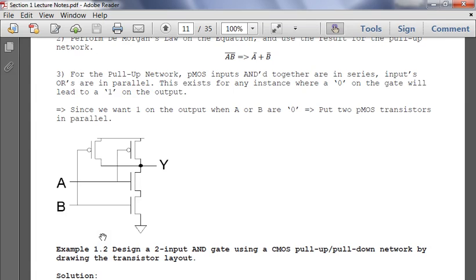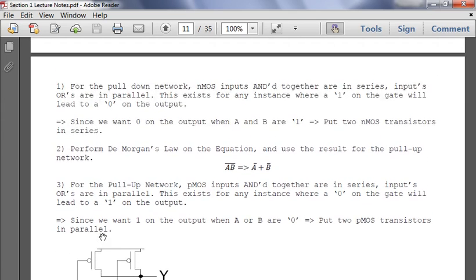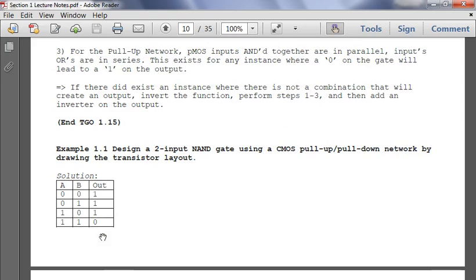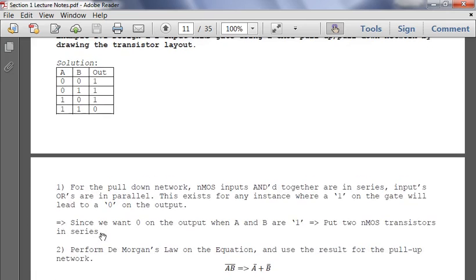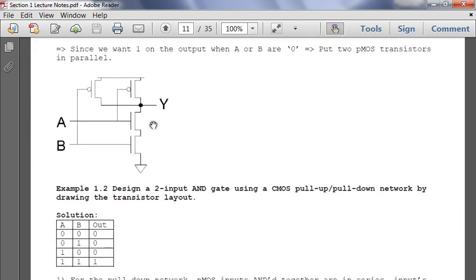And the reason why I introduced De Morgan's law is when you start getting slightly larger equations, you can actually perform this to tell which ones are going to be in series and which ones are in parallel. So before, this is the pull-down network. If they're in series, you OR them, they're in parallel. And so then you can lay it out.